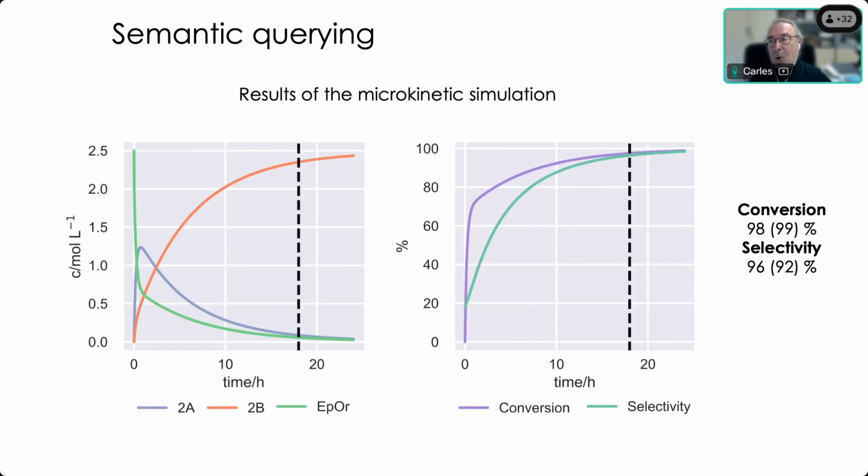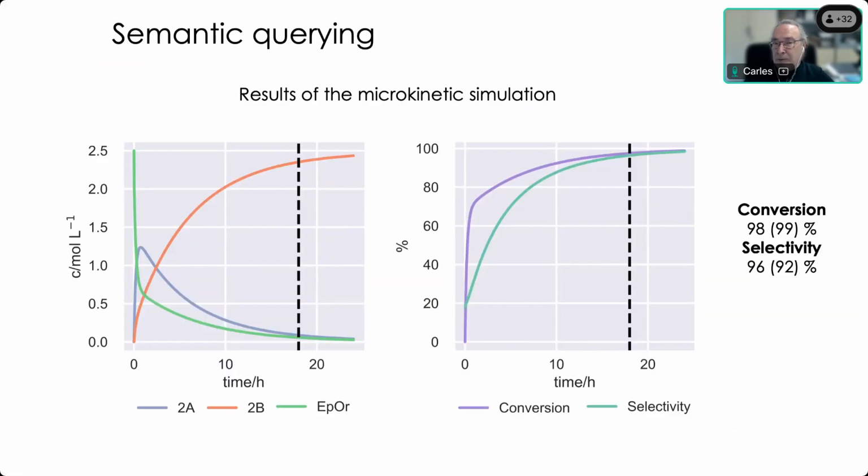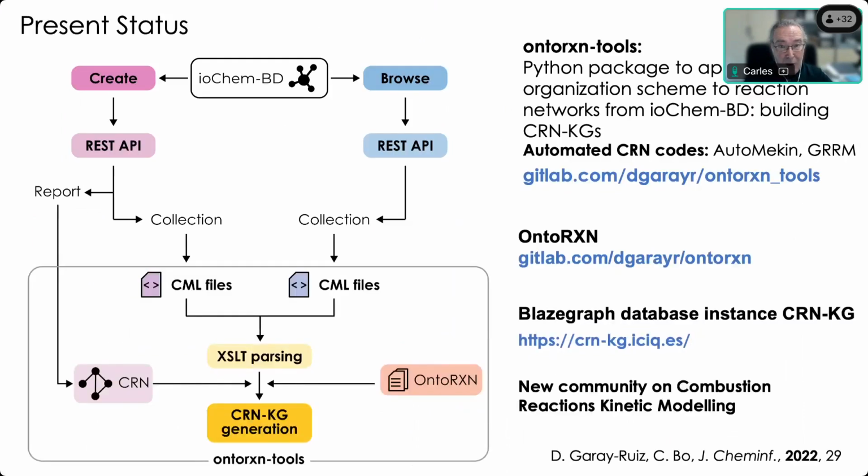But we extract all the data from the knowledge graph and plug automatically the data in a simulator, and we can get the distribution of products along time, or know exactly at which time we have maximum conversion of a given reaction. So these are simple examples of what we can do with the data once it is in the form of a knowledge graph.